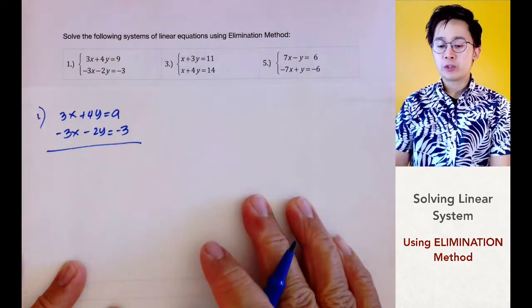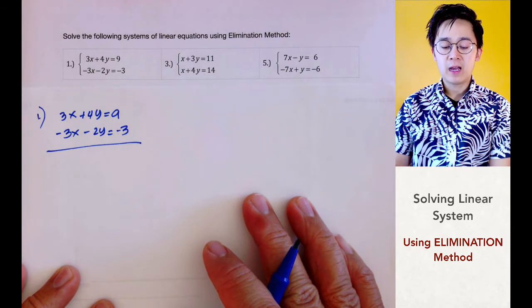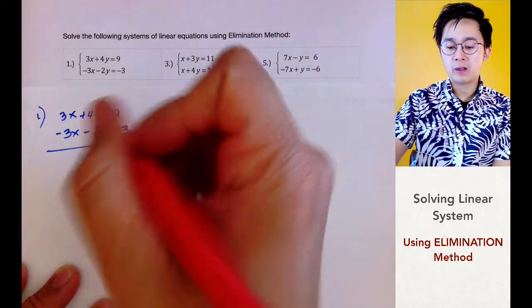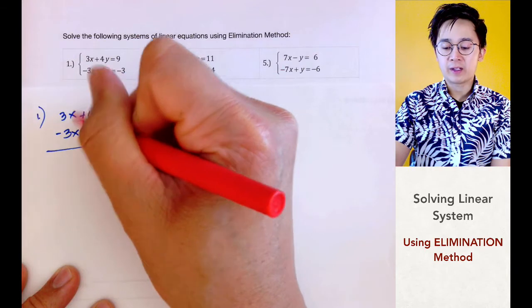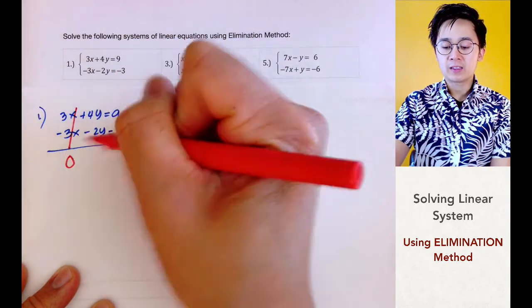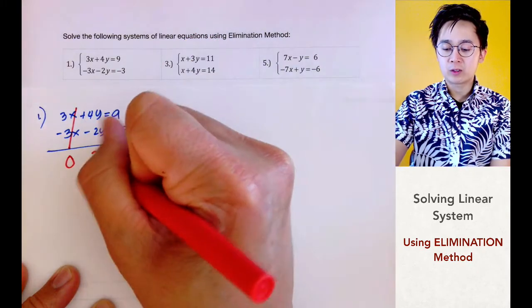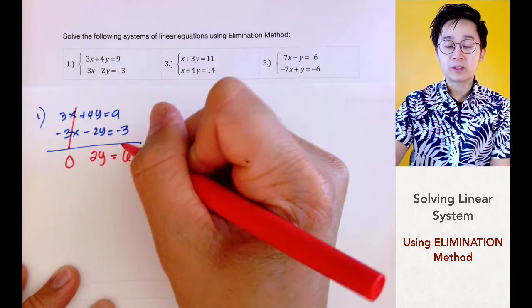Now, mapapansin nyo, dun sa example na number 1, meron na agad tayong zero pair. At ang zero pair, yun yung parehas ang variable, parehas yung coefficient, pero magkaiba ng sign. So, kapag meron tayong zero pair, we can eliminate yung ating x variable right away. Kaya siya tinawag na elimination method. Kasi 3x minus 3x is equal to 0. At yung ating 4y minus 2y is equal to 2y. Equals 9 minus 3, which is equal to 6.